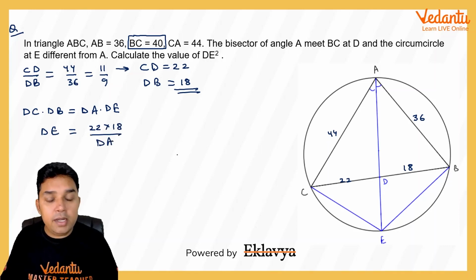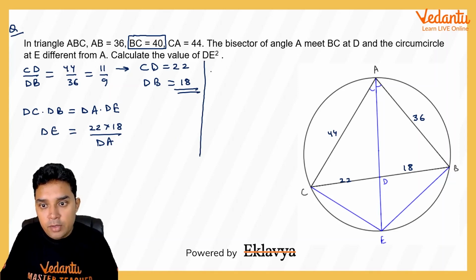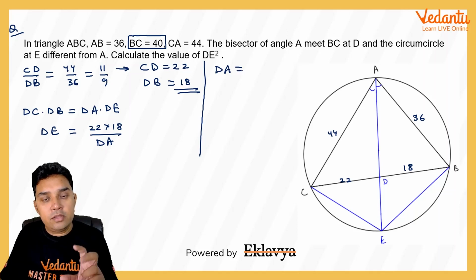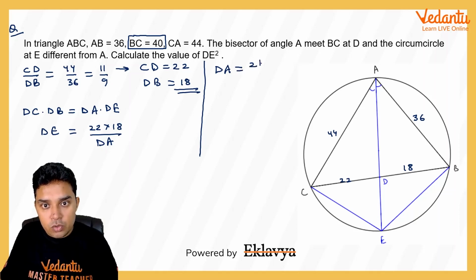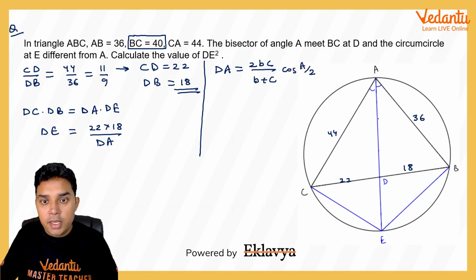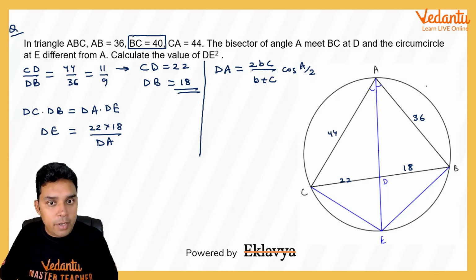Now to find DA, I have two methods. What are these two methods? Please see. One method is that there is a standard formula for the length of the angle bisector, 2bc upon b plus c into cos A/2. In this triangle ABC we have all the sides. So using cosine rule we can find cos A and then cos A/2 also. So that can be one method.